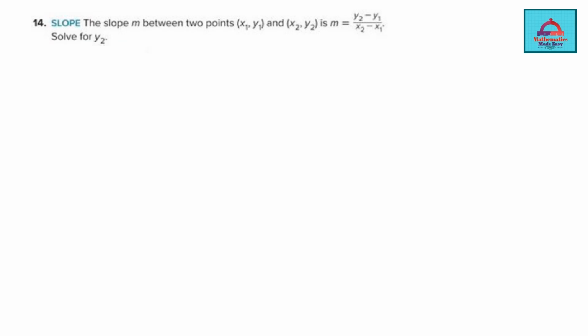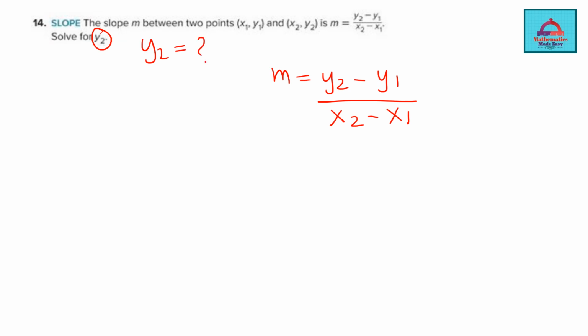For question 14, the formula which is given to you in the question is for slope, that is m. First you write the given formula and then you look at the variable whose value you need to find. So we need the value of y2. I'm going to keep it here only and use cross multiplication for the other side.